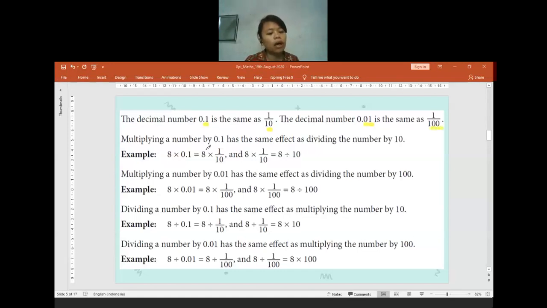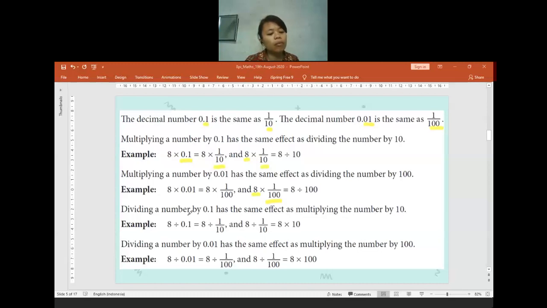So if we multiply the number by 0.1, we can change the 0.1 into 1 per 10. So it will be 8 times 1 per 10, or we can say that 8 is divided by 10. And then if multiplying the number by 0.01, we can change the 0.01 into 1 per 100. So it will be 8 times 1 per 100. After that, we can just read it as 8 divided by 100.